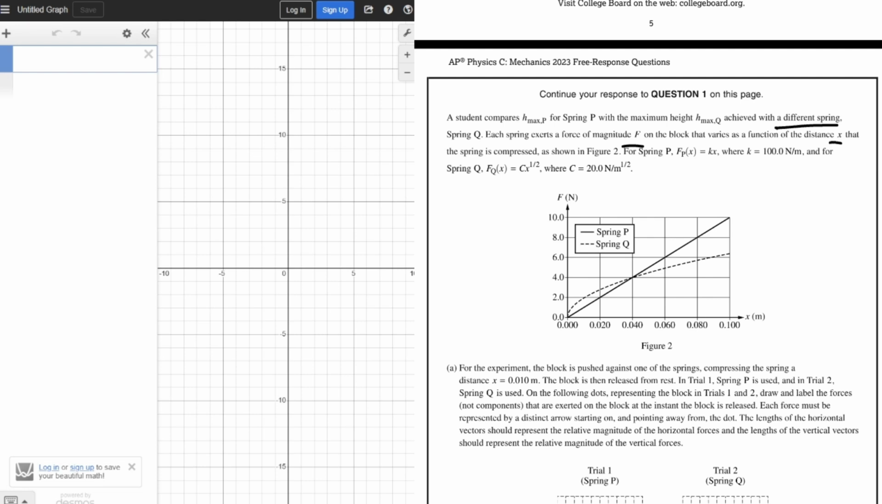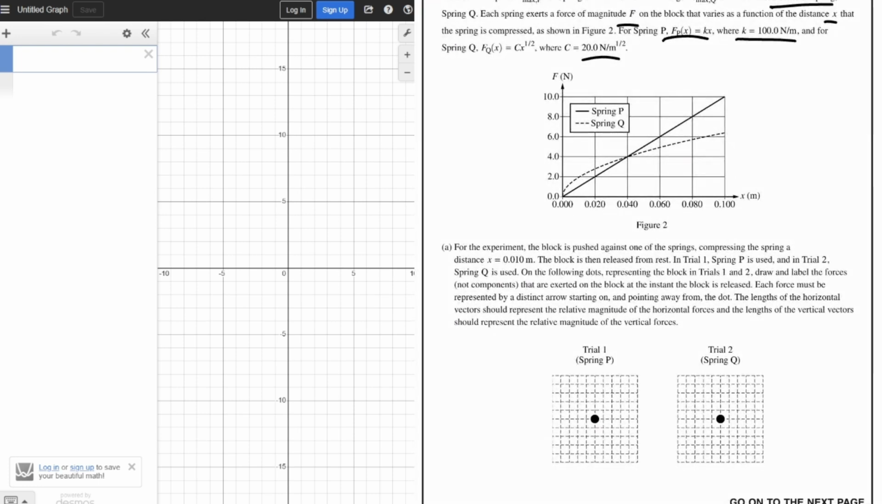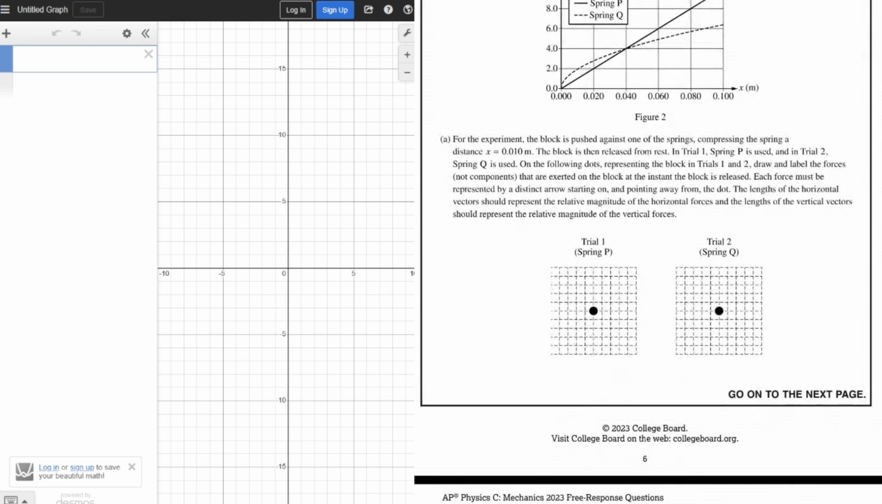For spring P, F_P of x is equal to Kx, so just our regular Hooke's law, where K is 100 Newtons per meter. And for spring Q, F_Q of x is equal to Cx to the 1/2, where C is 20 Newtons per meter to the 1/2. Let's keep that in mind. So here are our graphs of the two. So we have both P and Q.